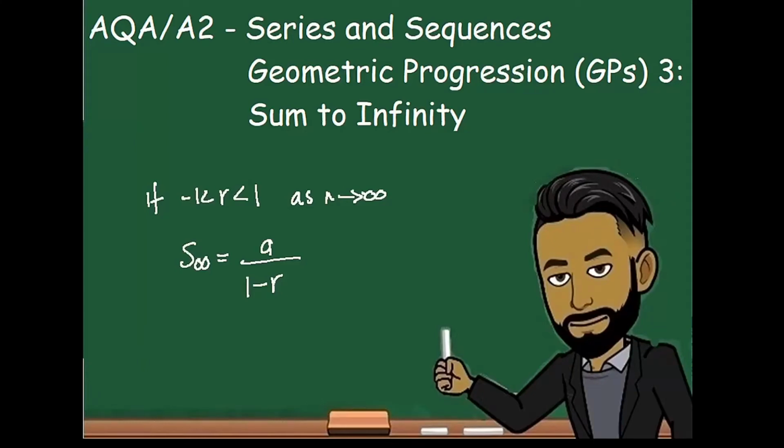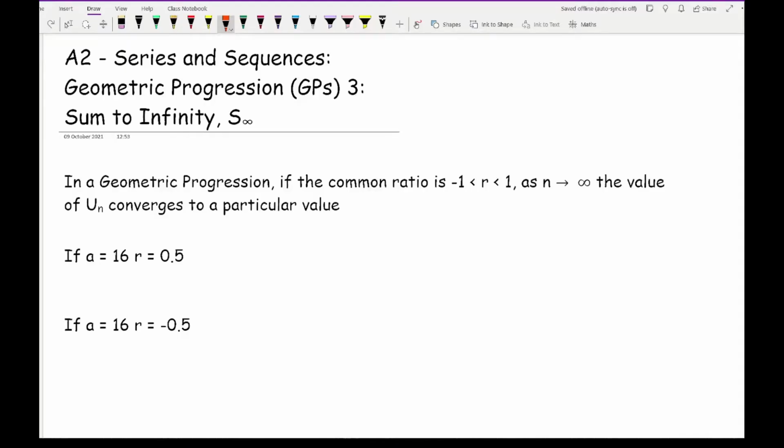So welcome everybody to this latest A2 video on 162 Maths, and in this video we're continuing with series and sequences and geometric progression, but focusing on the sum to infinity. So in a geometric progression, if the common ratio is between -1 and 1, and as n tends towards infinity, then the value of un converges to a particular value.